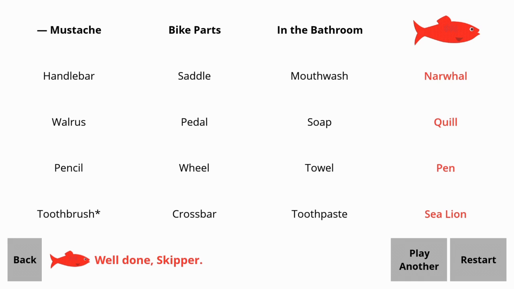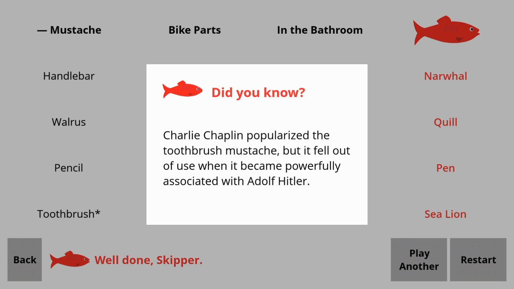Handlebar mustache, walrus mustache, pencil mustache, and toothbrush mustache. Charlie Chaplin popularized the toothbrush mustache, but it fell out of use when it became powerfully associated with Adolf Hitler. Okay, I didn't know that was called a toothbrush mustache.